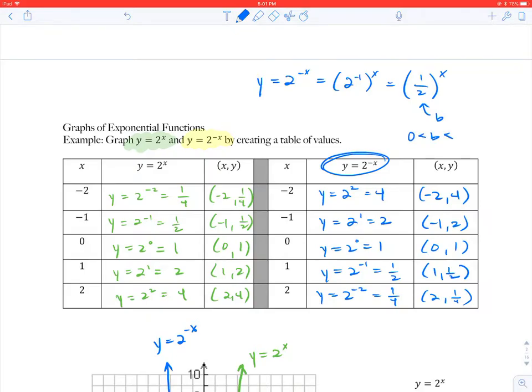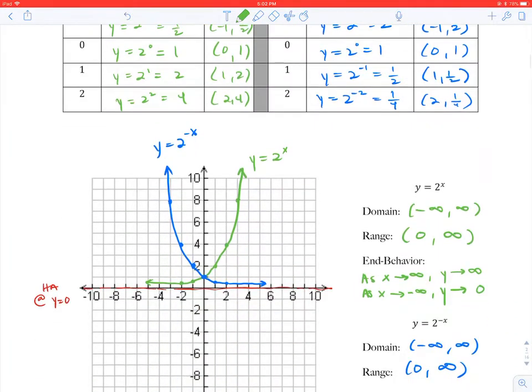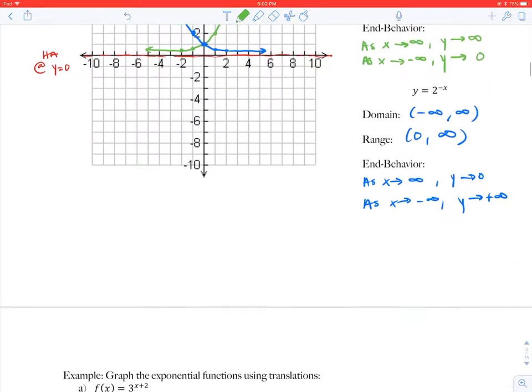If b is between 0 and 1, then the graph is going to exhibit exponential decay. But if b is greater than 1, then the graph will exhibit exponential growth. And we can see that in our two graphs here.